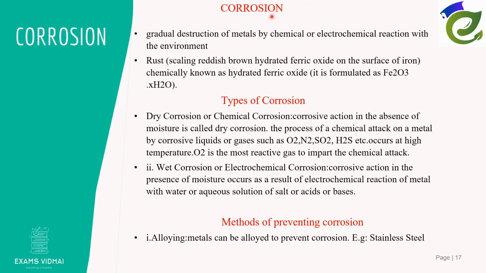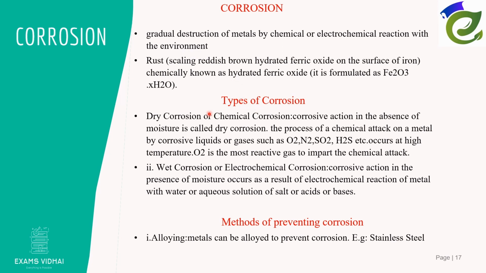Now we learn about corrosion. Corrosion is the gradual destruction of a metal by chemical or electrochemical reaction with the environment. Rust is chemically known as hydrated ferric oxide. The chemical formula of rust is Fe2O3.xH2O.